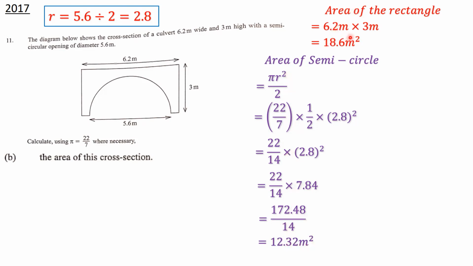This is the area of the rectangle. And so we're going to subtract them. The area of the cross section is going to be equal to 18.6 meters squared minus 12.32 meters squared. And so when we subtract them, we get 6.28 meters squared. And that's going to be the area of the cross section, the difference between the area of the rectangle and the area of the semicircle.